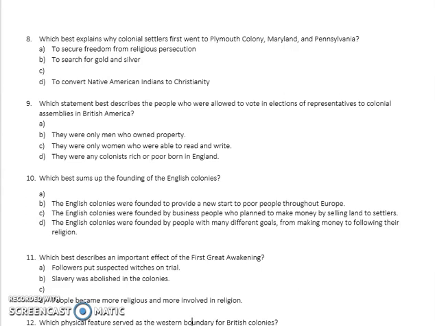Number 11. Which best describes an important effect of the First Great Awakening? A. Followers put suspected witches on trial. B. Slavery was abolished in the colonies. Or D. People became more religious and more involved in religion.